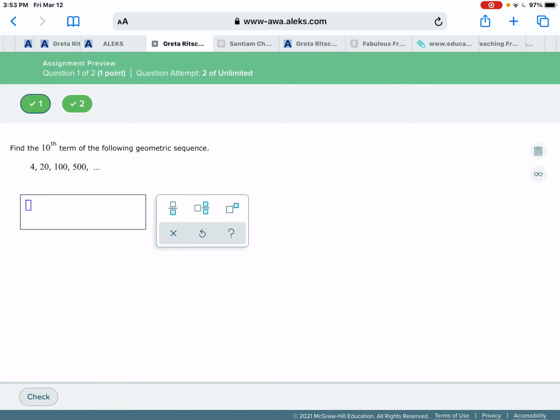If I want to find the 10th term of a geometric sequence, I could just figure out the common ratio and then keep multiplying until I have the 10th term. Or I could use a little formula, and it goes a little like this.